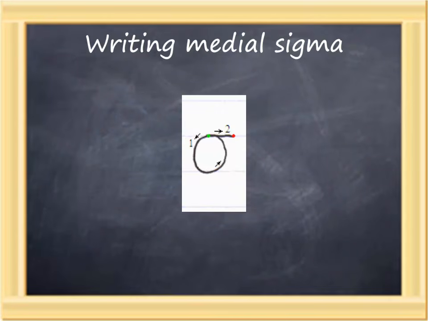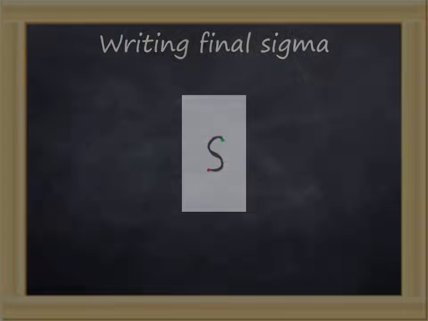The medial sigma is the form of the sigma or S sound that occurs everywhere in the word, except when it occurs at the end of the word. It's simple to form: a circle with a horizontal tail. Practice it a few times.